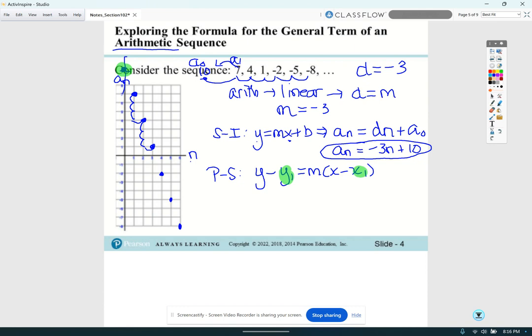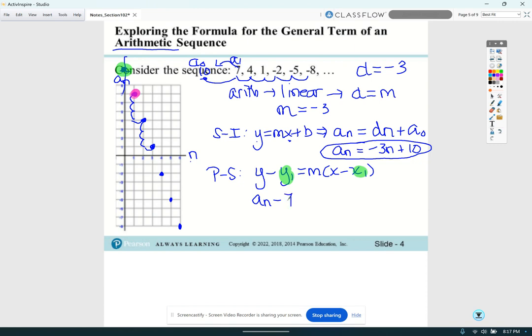Okay, so I'm going to do this time with, let me just use the first term. That's a pretty common one to use. So now remember, instead of y, I don't use y's for this. I use a sub n. And then I'm going to do minus y sub 1, which is the y coordinate, or the value of the first term.